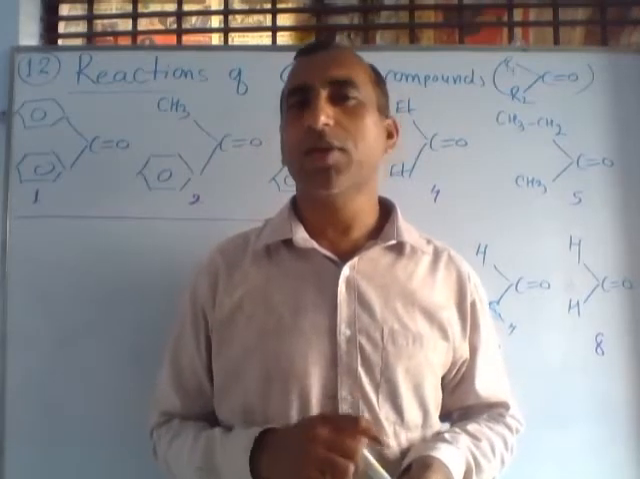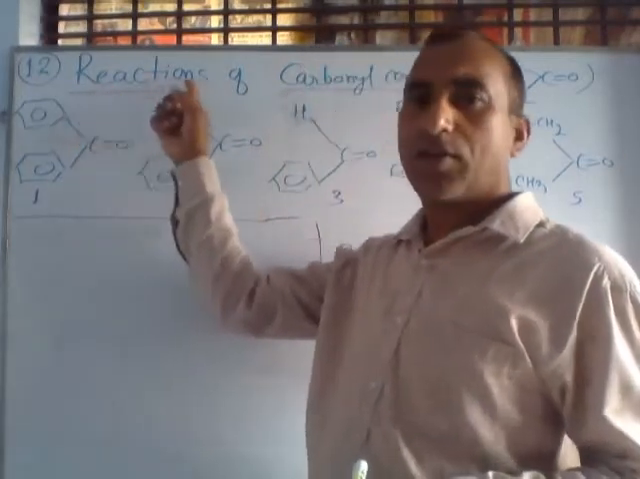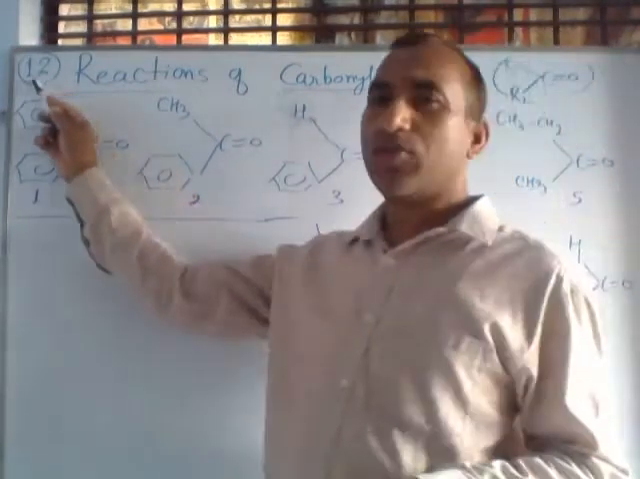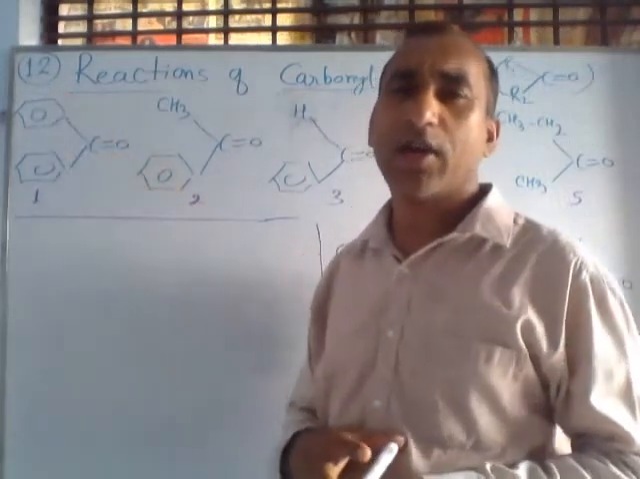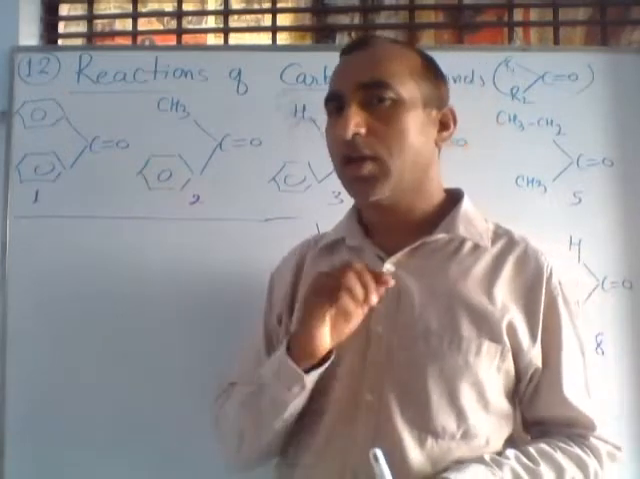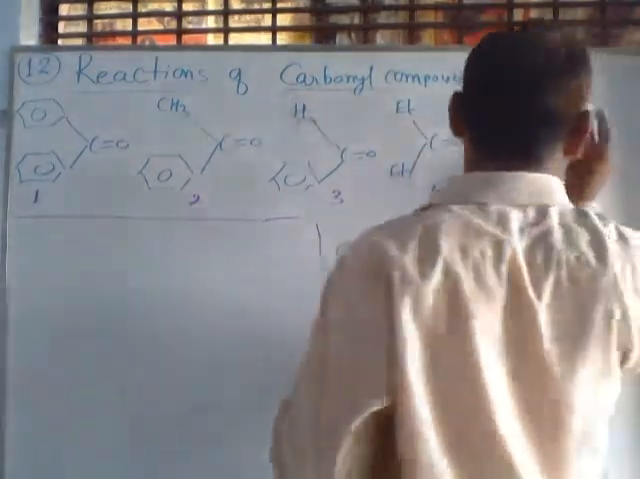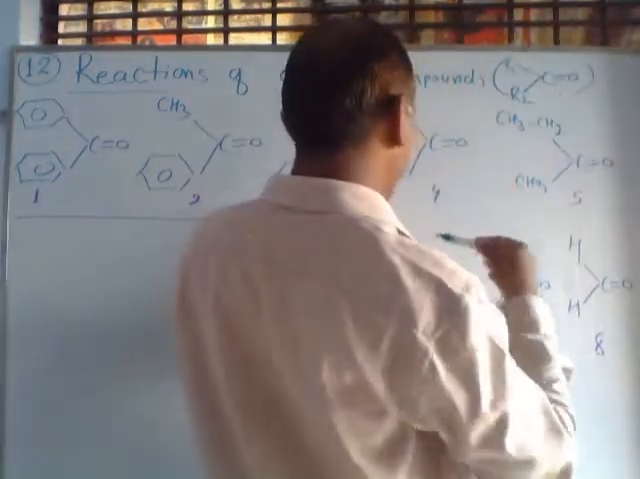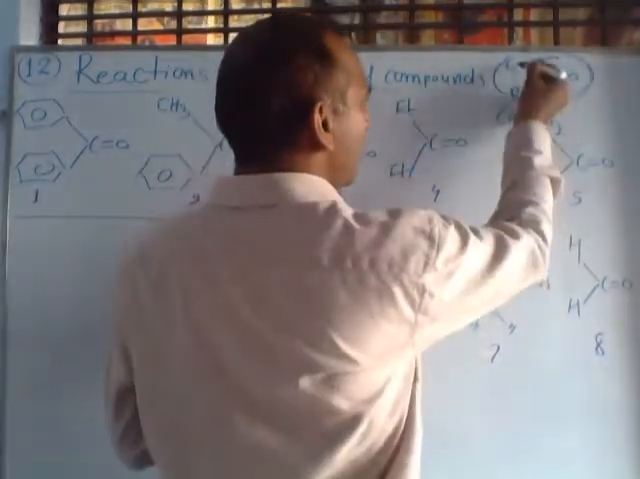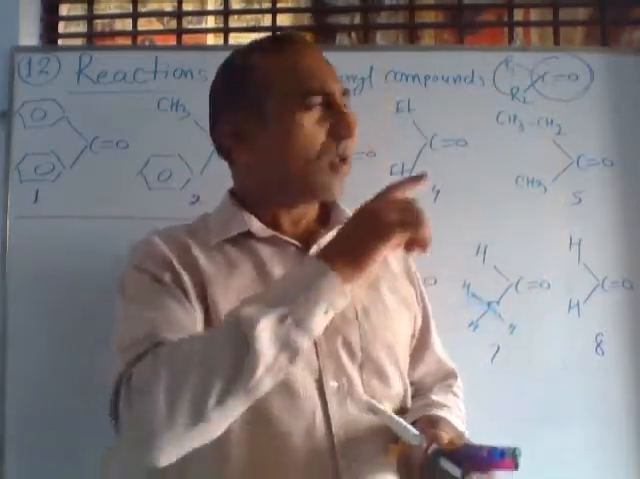Rajput, and today we will learn the topic reactions of carbonyl compounds from chapter number 12, aldehyde, ketone and carboxylic acid. So first, what are carbonyl compounds? Carbonyl compounds are those compounds which have a functional group C double bond O. If any compound has a C double bond O group with two different R groups, these compounds are carbonyl compounds.